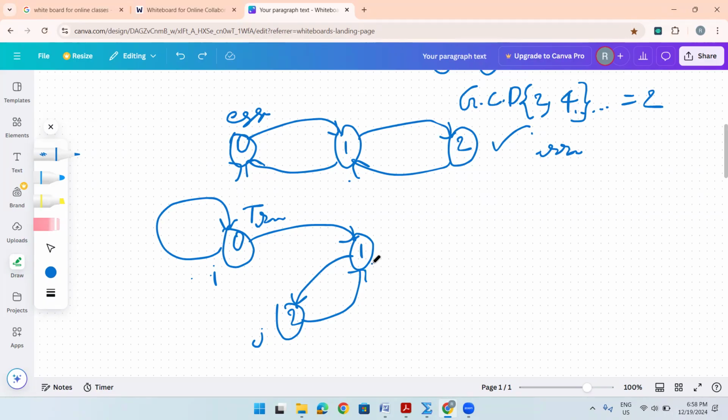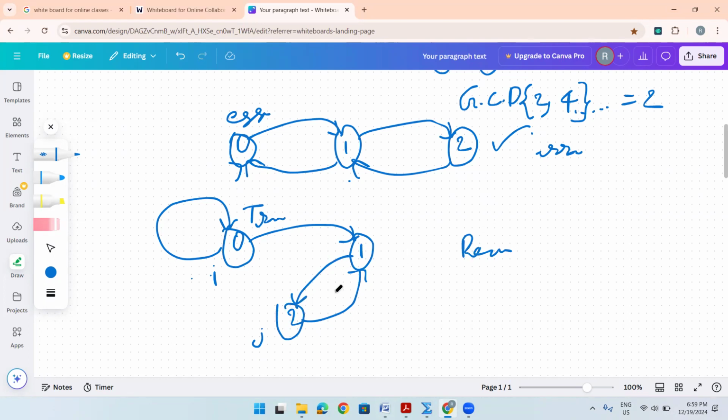So from 1 we can move to 2 as well as we can return back. From 1 we cannot move anywhere else. From 2 also we can move to 1 and return back. If we can return back, that is called recurrent.